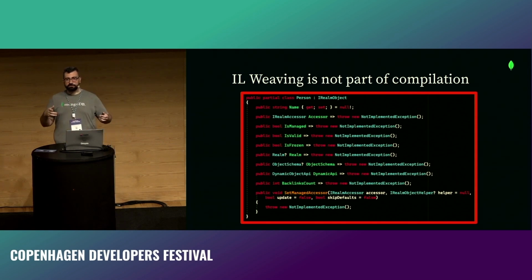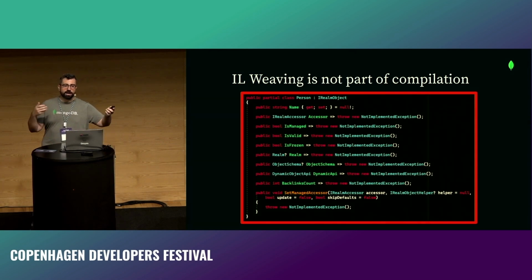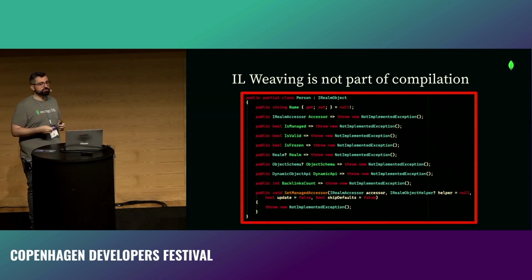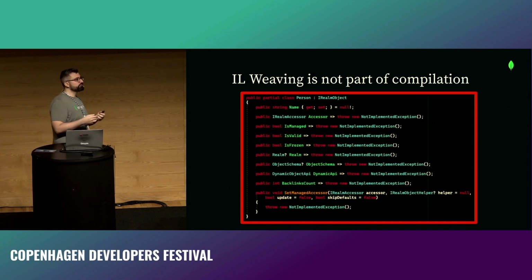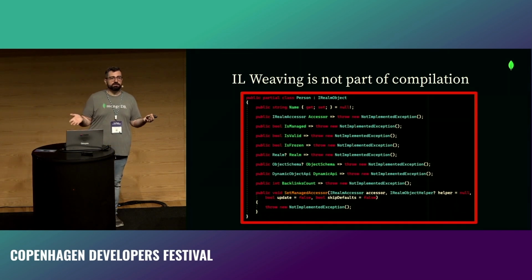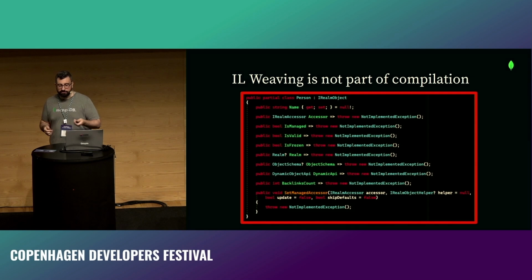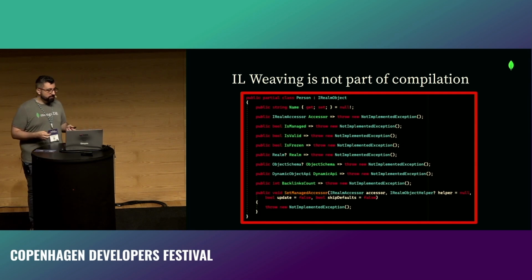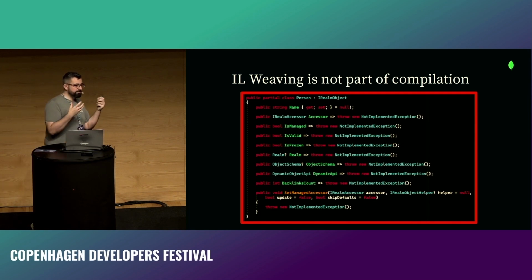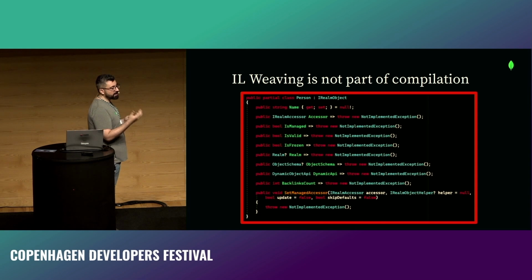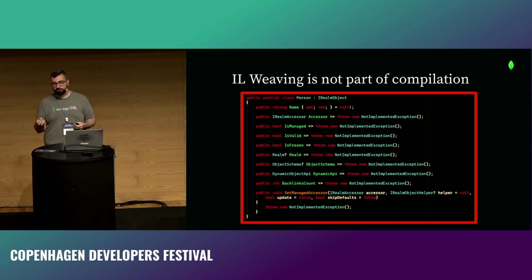So a lot of developers asked us, well, why do Realm objects need to derive from a base class? Why couldn't you use an interface? That is a very reasonable question. And the reason is essentially this. Weaving happens after compilation. So the code needs to be able to compile in order for the Weaver to do something.